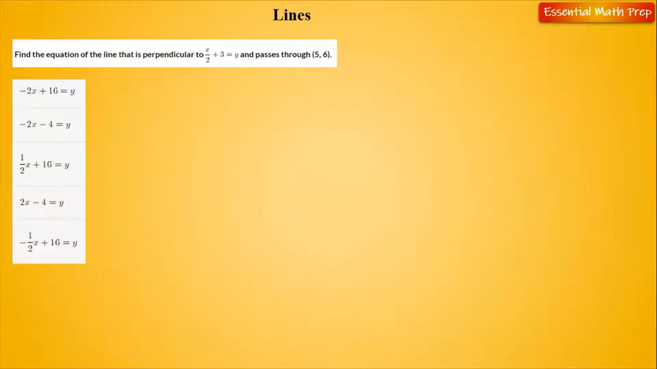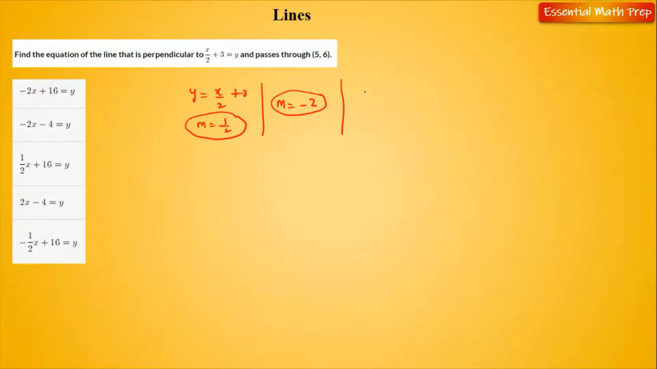Find the equation of the line that's perpendicular to x over 2 plus 3 equals y and passes through the point 5, 6. So this is already written in slope-intercept form. So for this equation, we know the slope is 1/2, right? So the slope of the line that's perpendicular to the given line would be m equals negative 2. Think about it, reciprocal and negative, right?